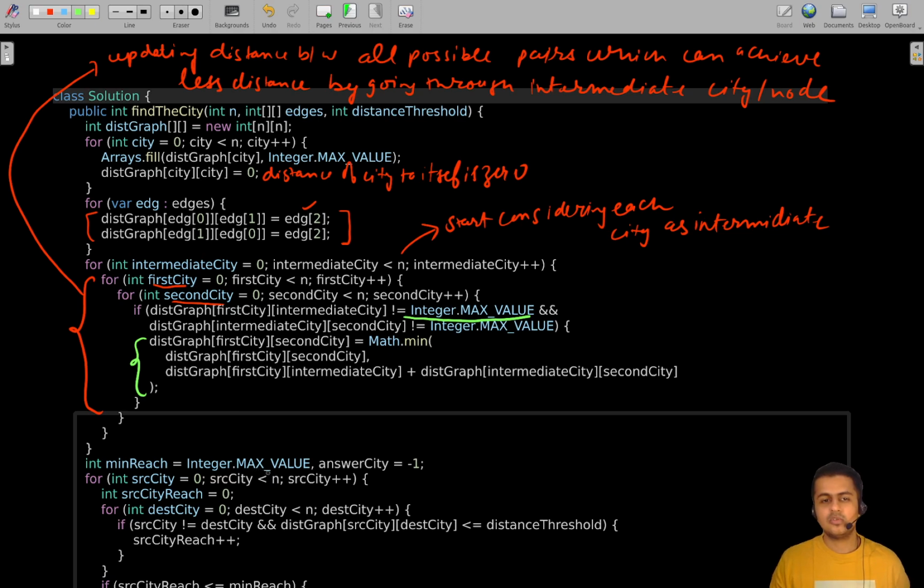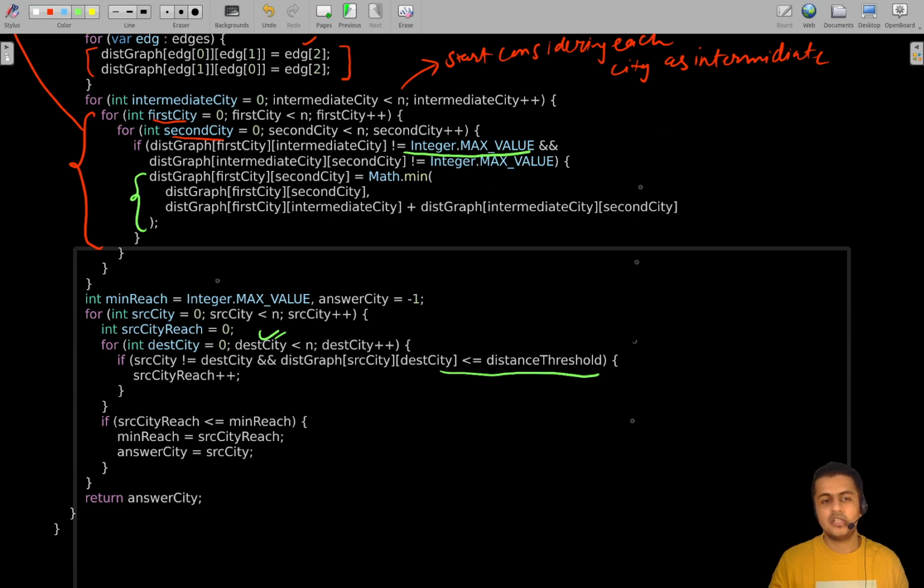We will just loop through this particular 2D array, and for each source city we will be considering all the possible destination cities and seeing what is the city's reach, or how many cities we can reach from this source city within the threshold limit. And we will increase our city's reach with each such destination city that we find. And then we will update our minimum reach, which is by the way initialized to a maximum value, or an infinite value. Right now it represents infinity in a way, and you will keep updating it, and as per that our answer city will also keep updating.